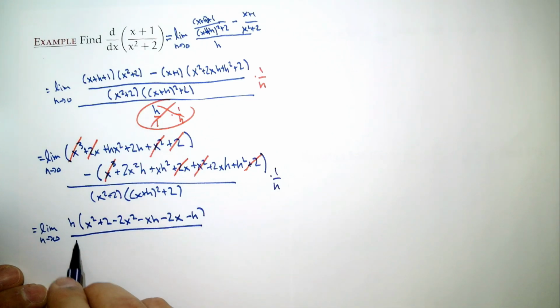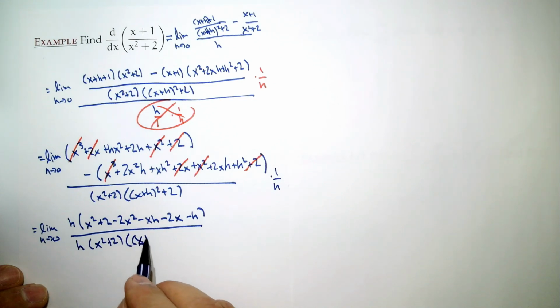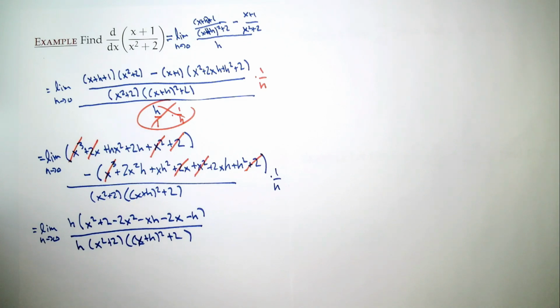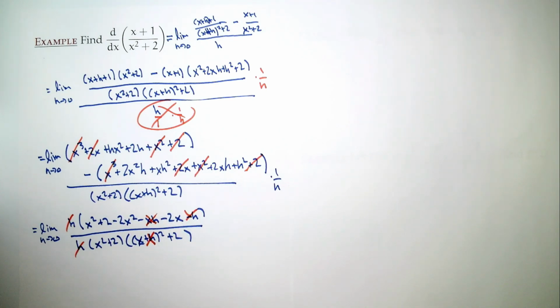Downstairs we have that h still, x squared plus 2, and x plus h squared plus 2. Now, here's the great part. What cancels? The h's cancel. So, we're right there, ready to wrap it up. What's our last thing to do? We can plug in 0 and see what happens. Now, when we plug in 0, that's going to go to 0. And everything on top that had an h in it will also go to 0.